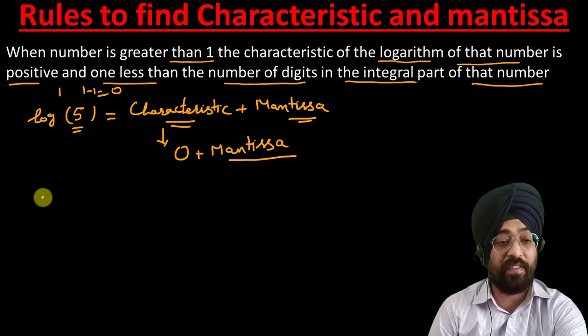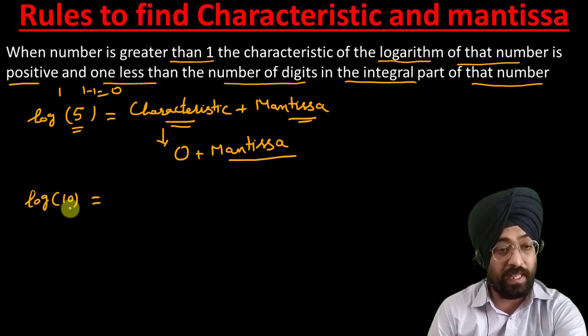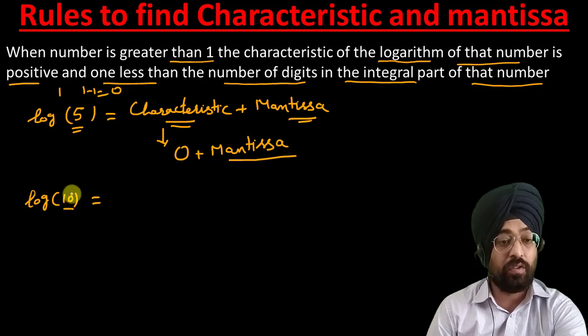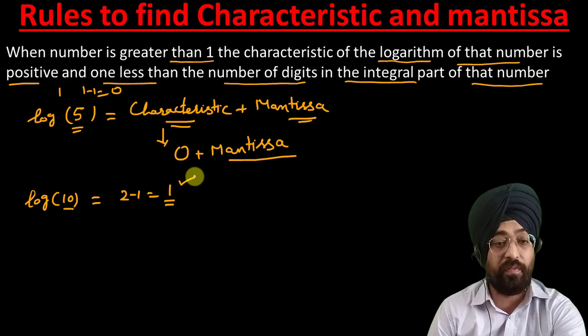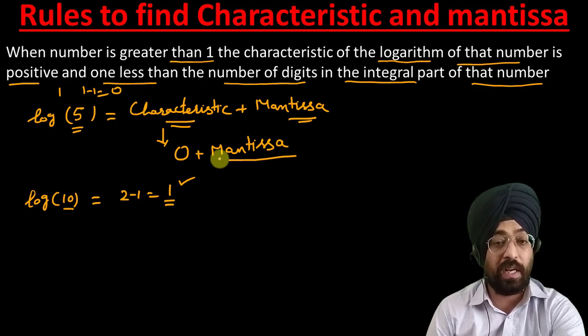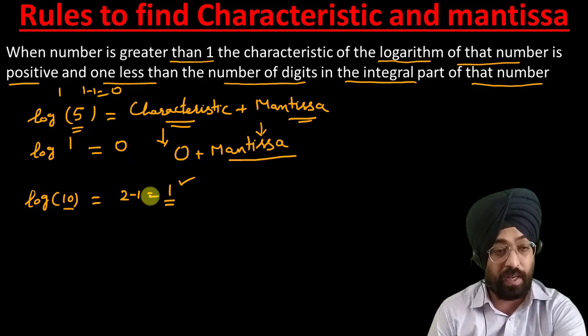Now suppose we have to find the log of 10. As 10 is a positive number greater than 1, how many digits does it have? 2 digits. So its characteristic will be 2 minus 1 is equal to 1. So its characteristic is 1, so the value of its log will be 1 point something. This decimal part will come from the mantissa, because the mantissa is the decimal part. The log of 1, as we have already discussed earlier, is always 0, so the log of 10 will be 1.